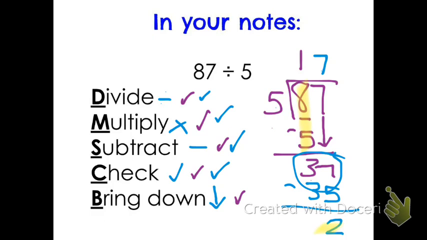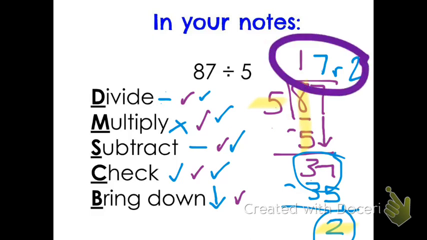Now I have to check that my 2 is less than the 5 that I was dividing by, and it is. And if there is nothing left to bring down over here, whatever number I end up with right here is my remainder. And I have to write my remainder as part of my answer up at the top. So the answer to 87 divided by 5 would be 17 remainder 2.